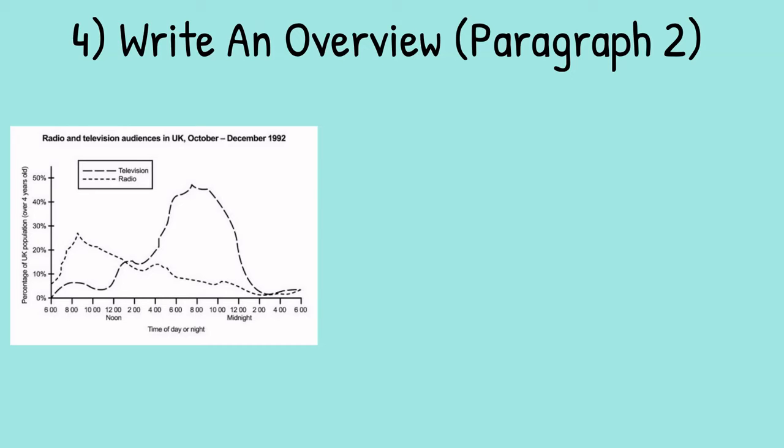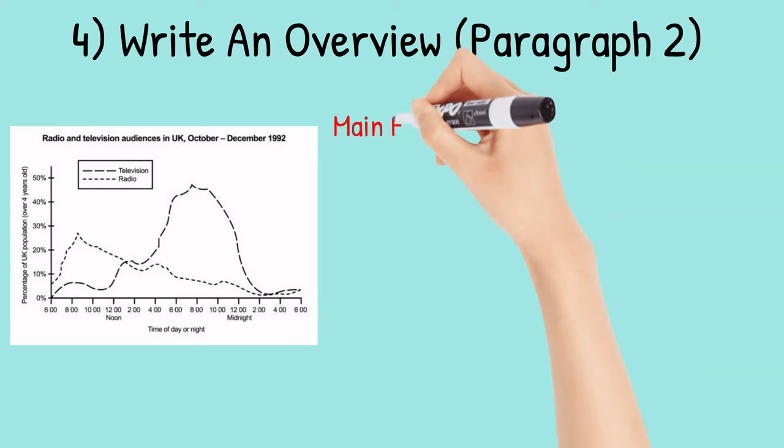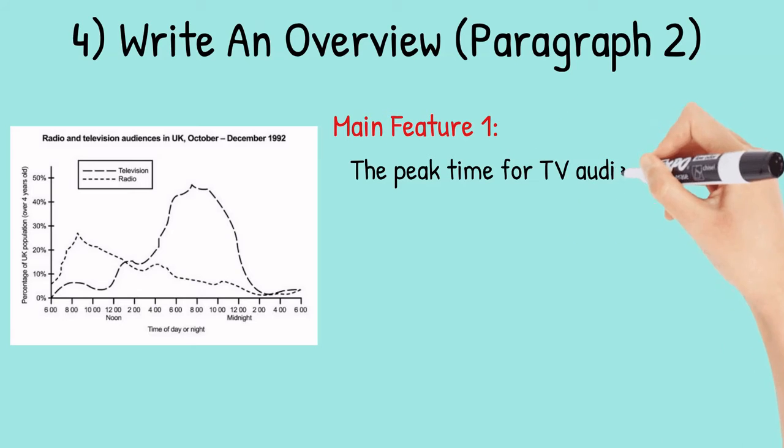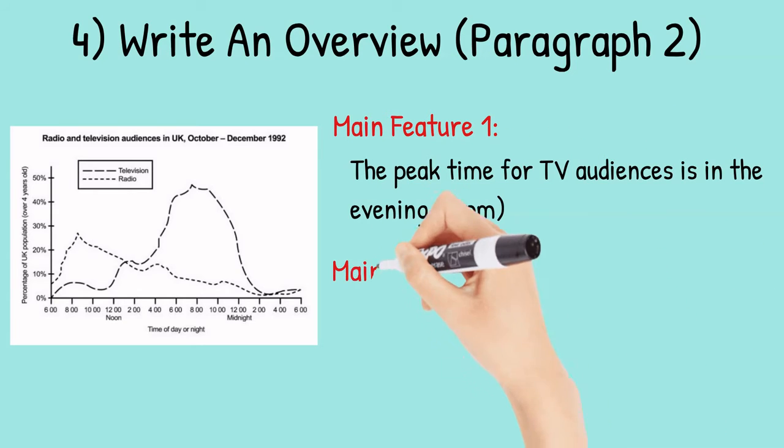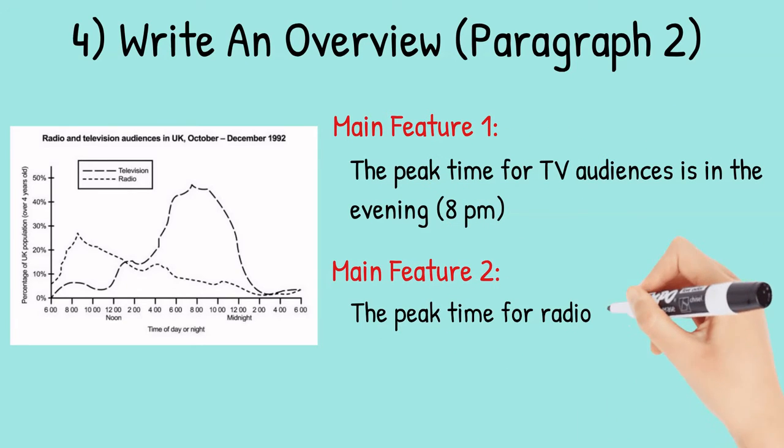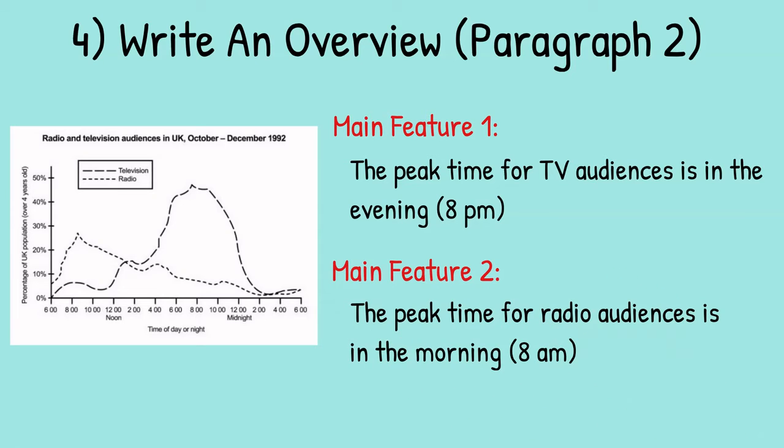Here are the ones we picked out above. Main feature 1, the peak time for TV audiences is in the evening, that is 8 p.m. And main feature 2, the peak time for radio audiences is in the morning, that is 8 a.m. Now form these ideas into 2 or 3 sentences with a total of around 40 words. State the information simply using synonyms where possible. No elaborate vocabulary or grammar structures are required, just the appropriate words and correct verb tenses.